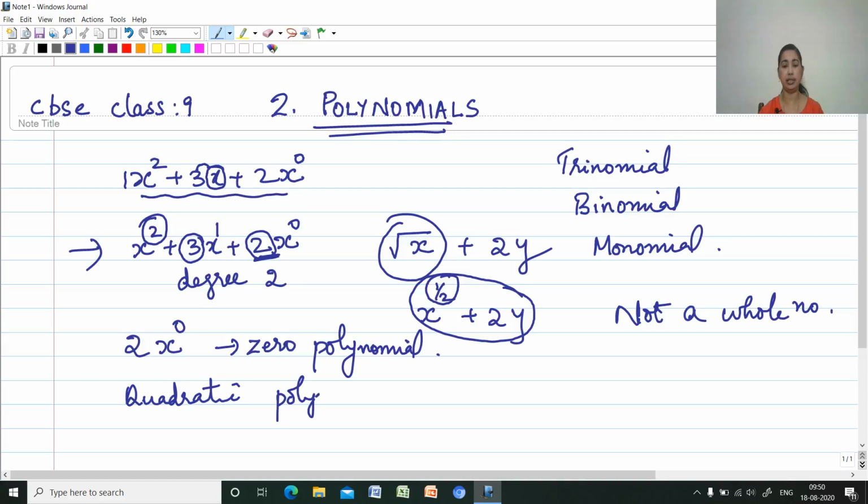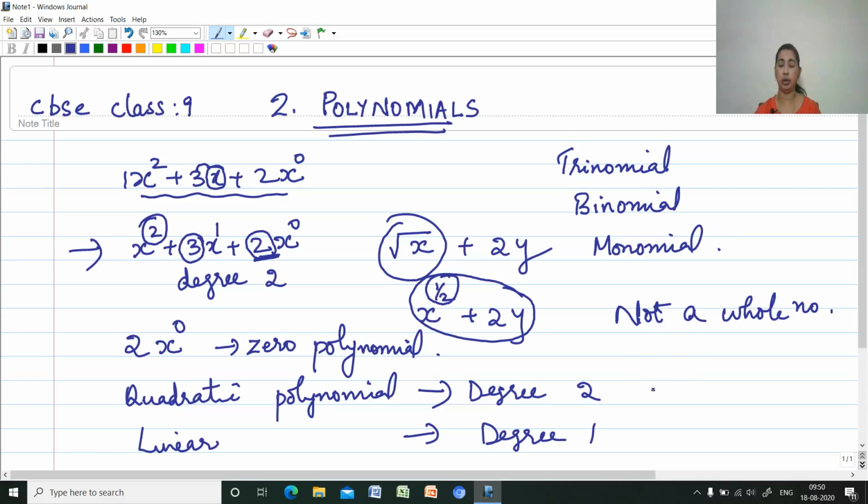Quadratic polynomials means its degree will be 2. So if the degree of the polynomial is 2, then we call it a quadratic polynomial. What do you mean by linear polynomial? Linear polynomial means degree will be 1. So for quadratic polynomial, I'll give an example, 5 minus y square. Here you can see that the degree is 2.